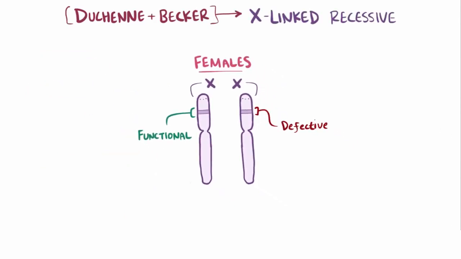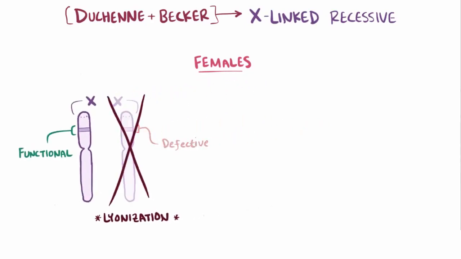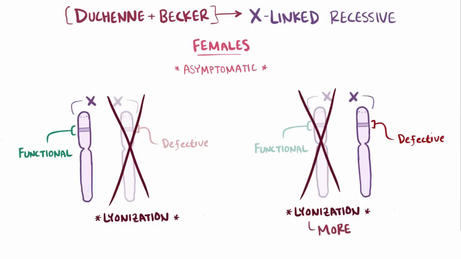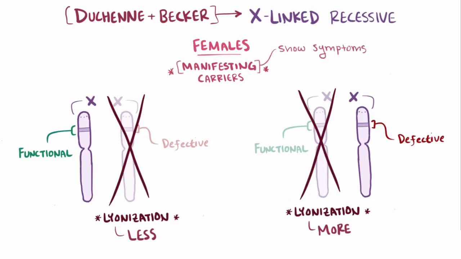In females, though, only one X chromosome gets expressed, and the other is inactivated, called X inactivation or lyonization. Now, if this inactivation is random, you'd expect about half of the female cells to have a functional dystrophin gene, and the other half to have a defective dystrophin gene. And these people are typically asymptomatic. Having said that, if more cells end up with the defective dystrophin gene, and less with the functional one, they can end up being manifesting carriers, meaning that they manifest or they show some symptoms.